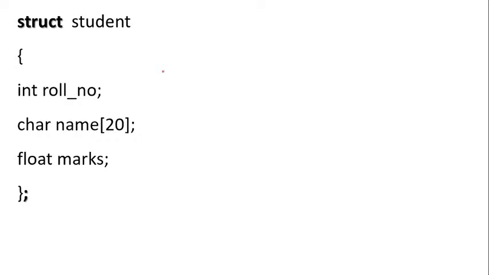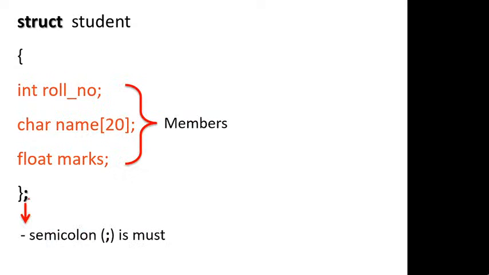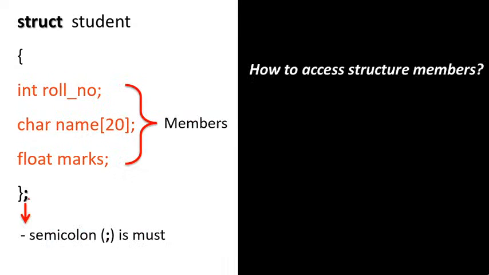So this is the basic syntax of a structure. struct is my keyword, student is the name of the structure, int roll number, char name, float marks are the elements of the structure, and I'm closing the structure with a semicolon. These elements are also called structure members. Always remember, closing the structure with a semicolon is mandatory.